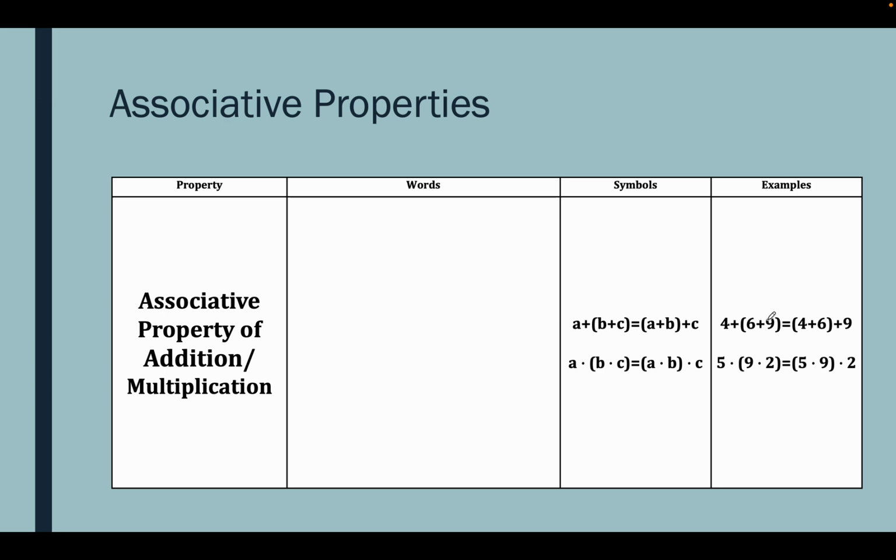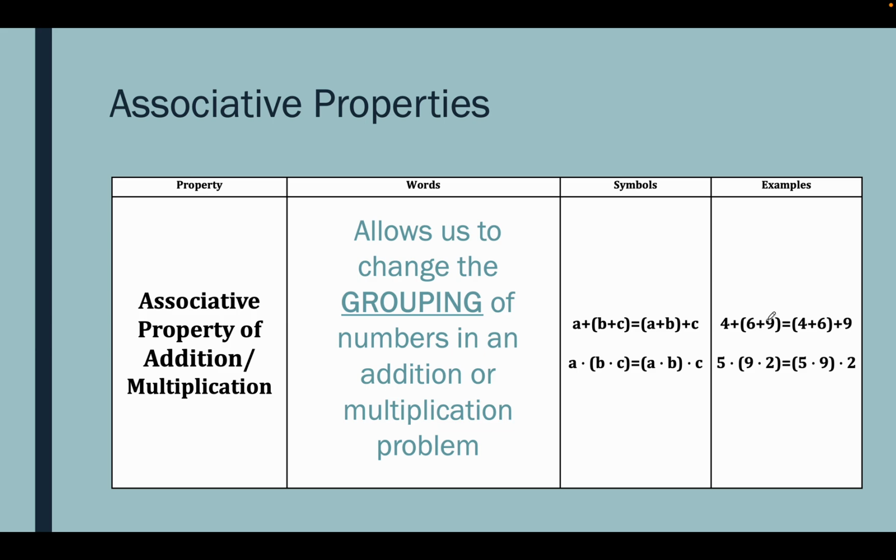The associative property of addition or multiplication allows us to change the grouping of numbers as long as the problem is all addition or all multiplication. Notice that they're not mixed addition and multiplication in the same problem. So for example, if we have 4 plus 6 plus 9, in the original problem, we're supposed to do this first. But we might find it easier to do 4 plus 6 first because that's 10, and then add 9 onto that. Since it's all addition, moving the parentheses from here to here will not change the answer to the problem.